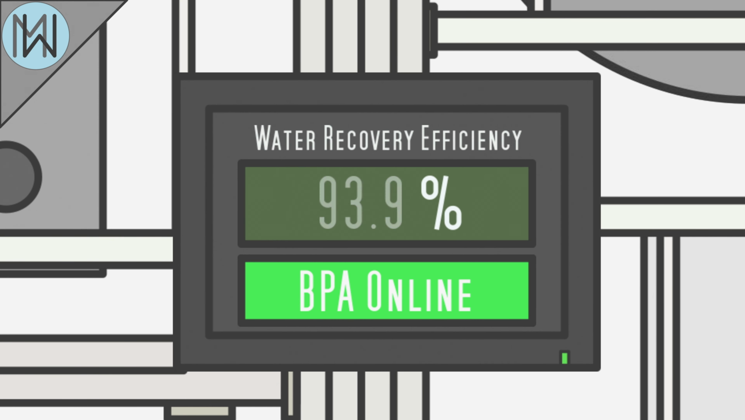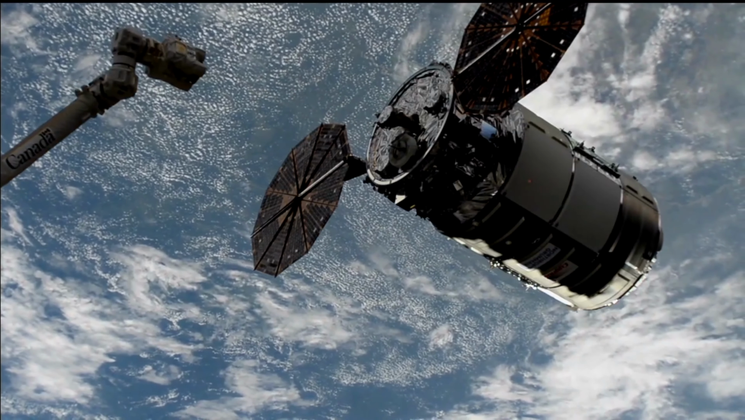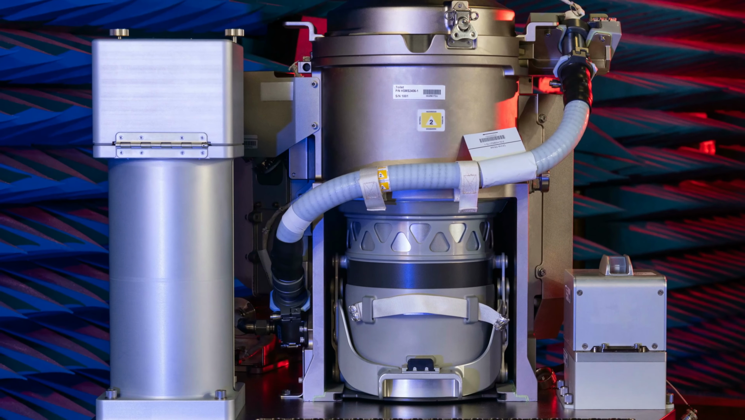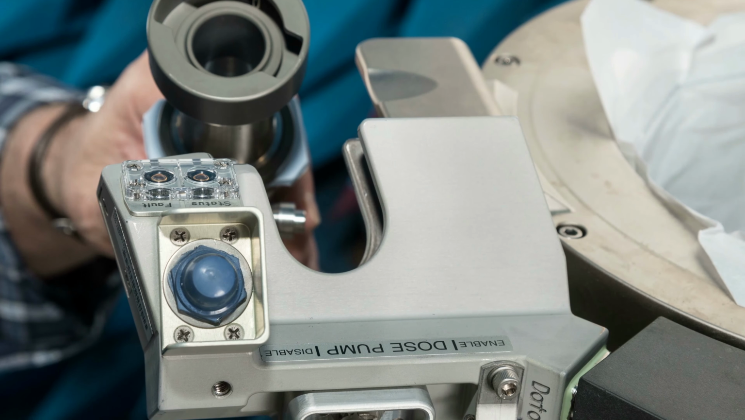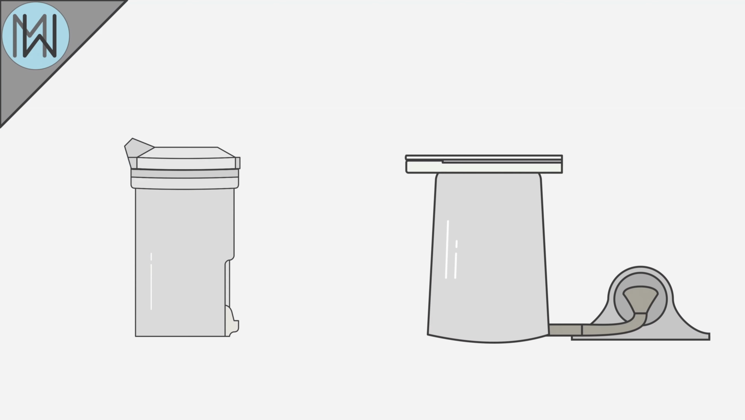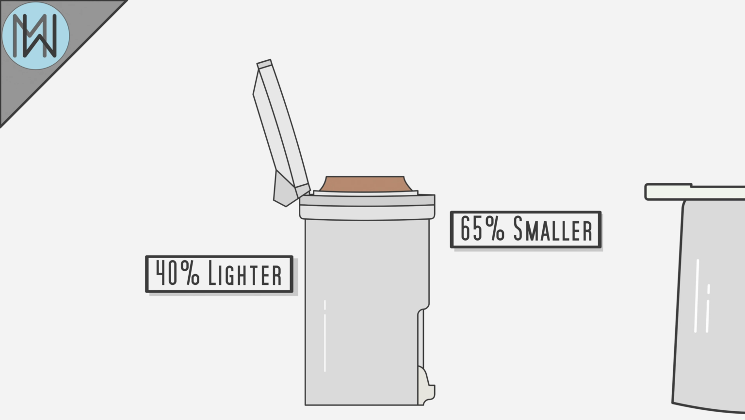nearly 95%. In September of 2020, NASA sent a new generation of space toilet to the ISS, the Universal Waste Management System. This new generation of space toilet, costing $23 million and taking 6 years to develop, brings with it some significant improvements over the last generation. The toilet itself is 65% smaller and 40% lighter than the pre-existing ISS design, and utilises many more off-the-shelf components as opposed to custom-produced components.